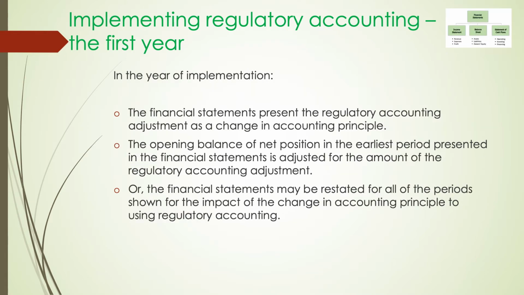And then going forward, you simply amortize the event in future years using the requirements of GASB 62 or ASC 980. From a financial statement perspective, the financial statements present the regulatory accounting adjustment as a change in accounting principle, and the opening balance of net position in the earliest period presented in the financial statements is adjusted for the amount of the regulatory accounting adjustment. Or you can restate the financial statements for all of the periods shown for the impact of the change in accounting principle to using regulatory accounting.